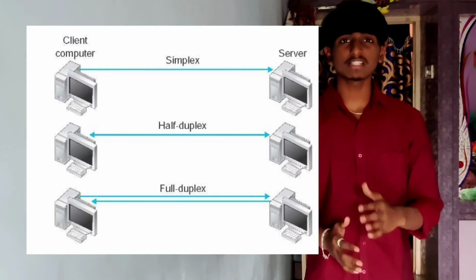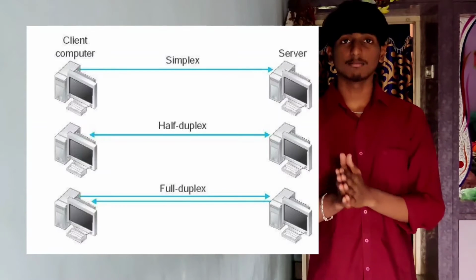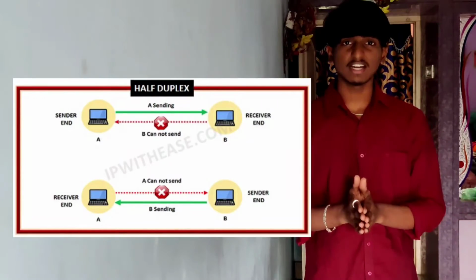So there are 3 modes, right? The 3 modes are simplex, half duplex and full duplex. In simplex, the sender can send data, but the receiver can't send any kind of data to the sender. For example, radio, right? The second one is half duplex. In this process, the sender and the receiver both can send data, but the sender should send first, then the receiver can send data to the sender. So in this process, the sender should send the data first.